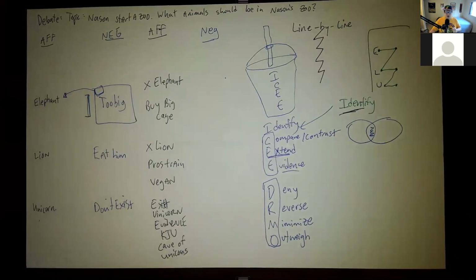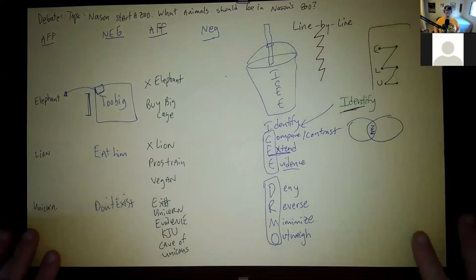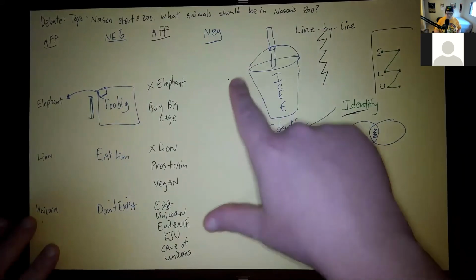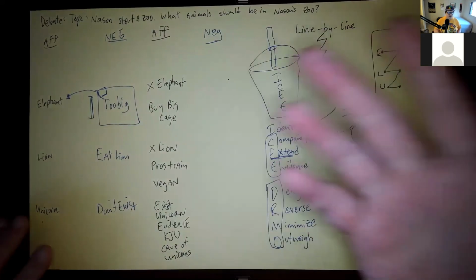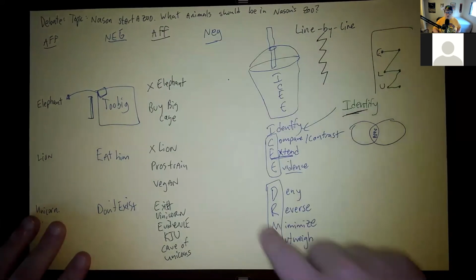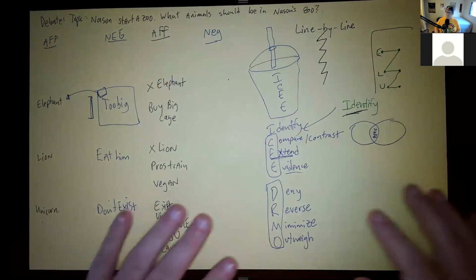So here's what I want you to do right now. Imagine you're neg in this debate. You're right here. All right. I'm going to give you 5 minutes and I want you to give this speech in this zoo debate that we're having and prove to me that you understand everything that we've been talking about.